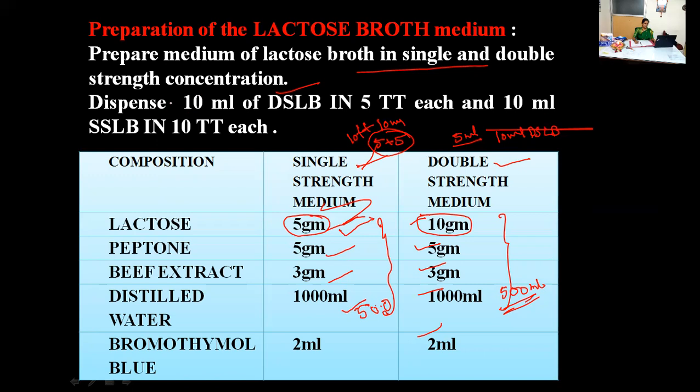I've written here, dispense 10 ml of double strength lactose broth in 5 test tubes, and 10 ml of single strength lactose broth in 10 test tubes. It means how many test tubes do we need here? So total 15 test tubes are required to perform this experiment. In 5 test tubes we will add DSLB, and in the other test tubes you will add SSLB, 10 ml each. Okay, this is about the preparation of the lactose broth medium.